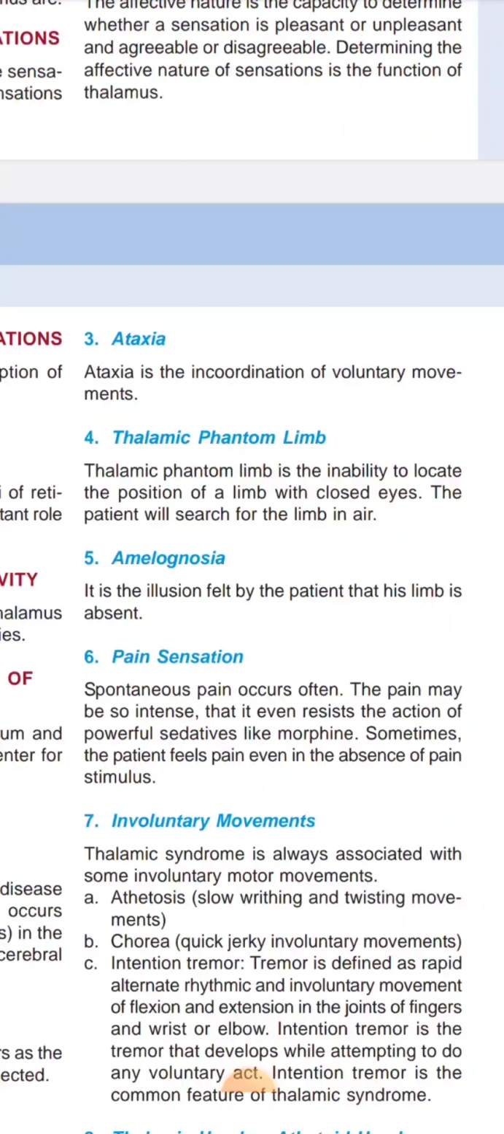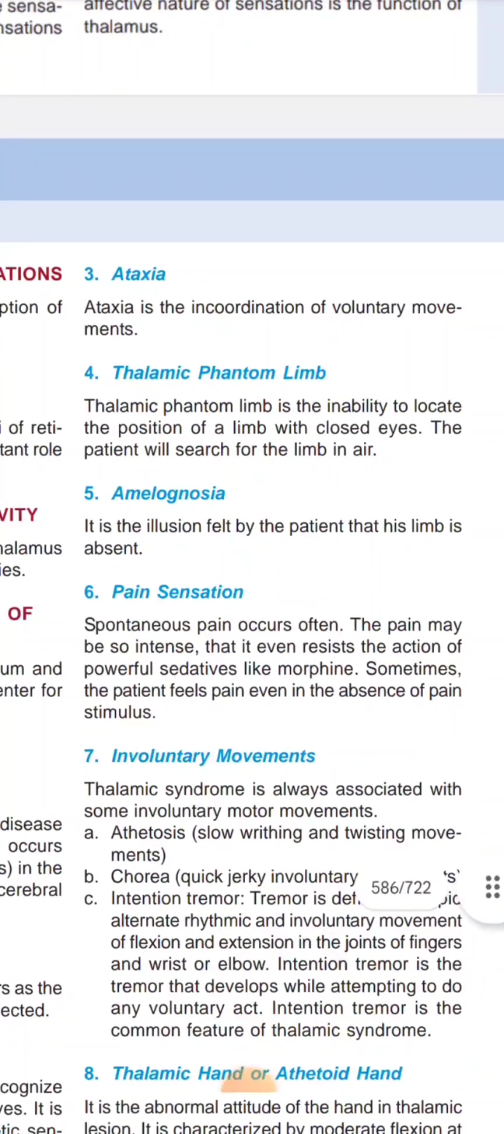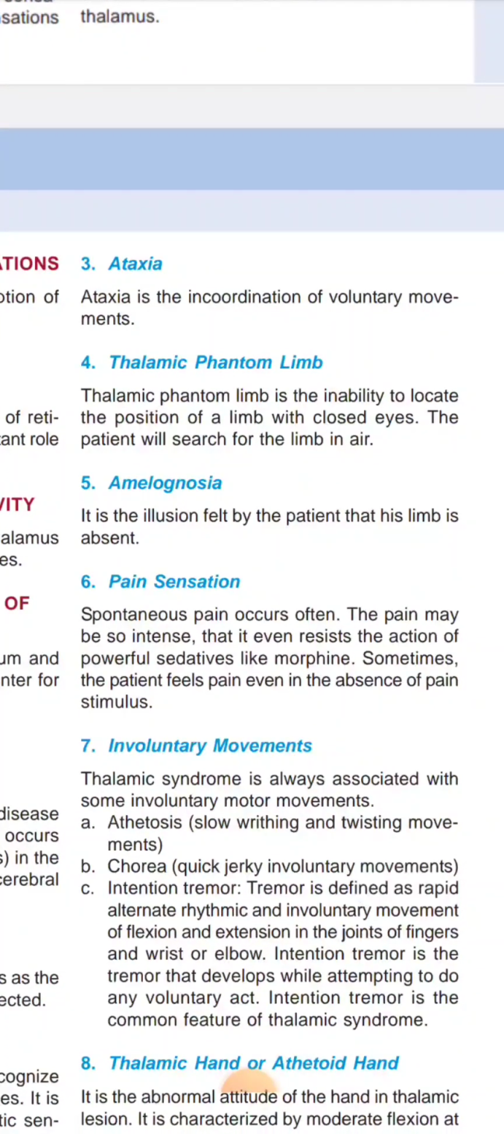Next, thalamic phantom limb means inability to localize the position of the limb with closed eyes. So while closing the eyes, they can't tell where he is keeping his limb. Instead of recognizing, the patient thinks that his leg is in the air.